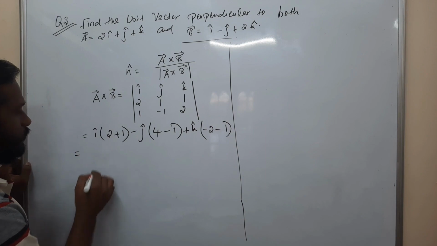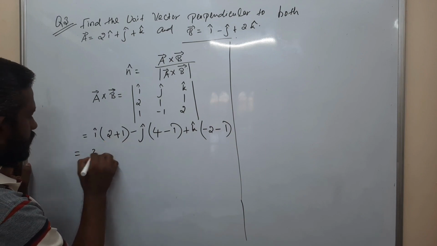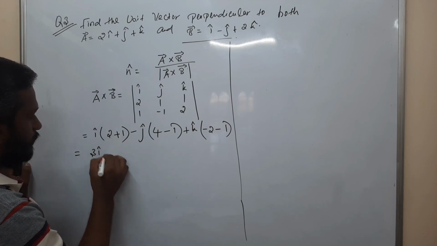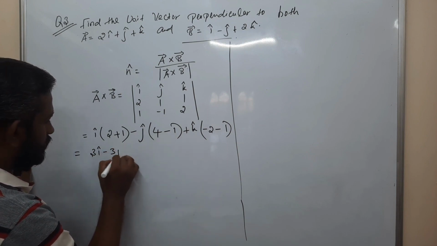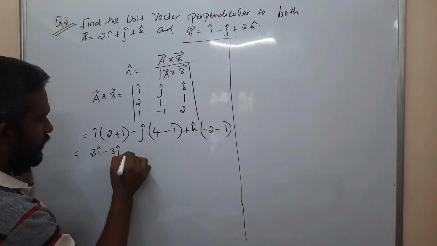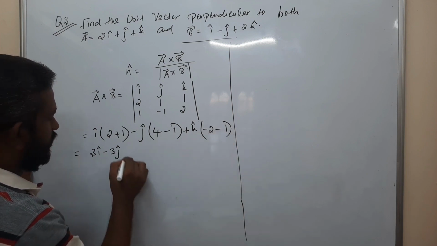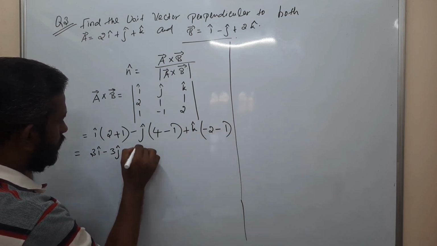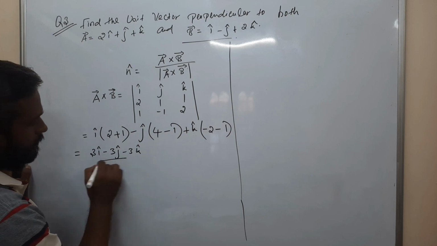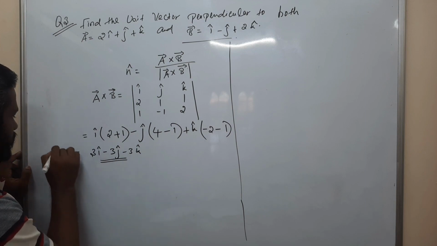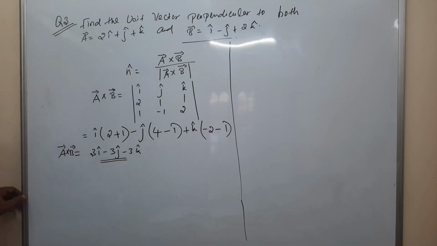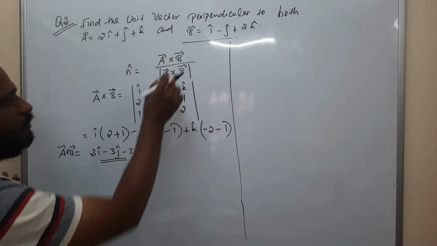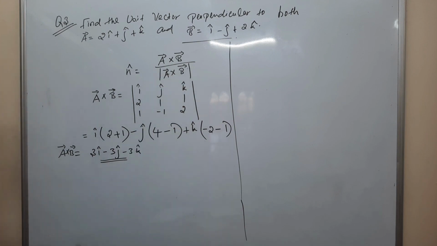So that's equal to 2 plus 1, 3, so 3 i cap. 4 minus 1, 3, minus 3 j cap. Minus 2 minus 1, minus 3, minus 3 k cap. So this is a vector cross b vector. So next we have to find the modulus of a vector cross b vector.